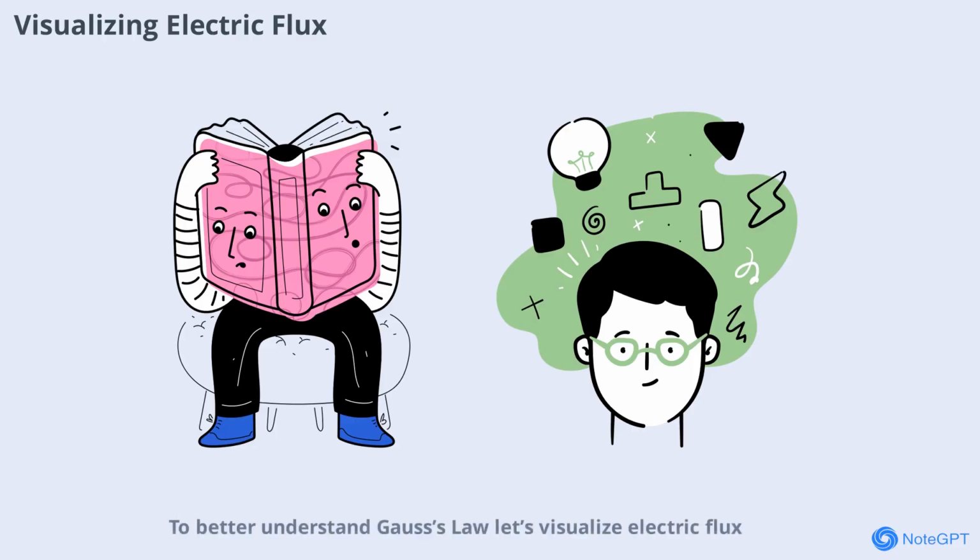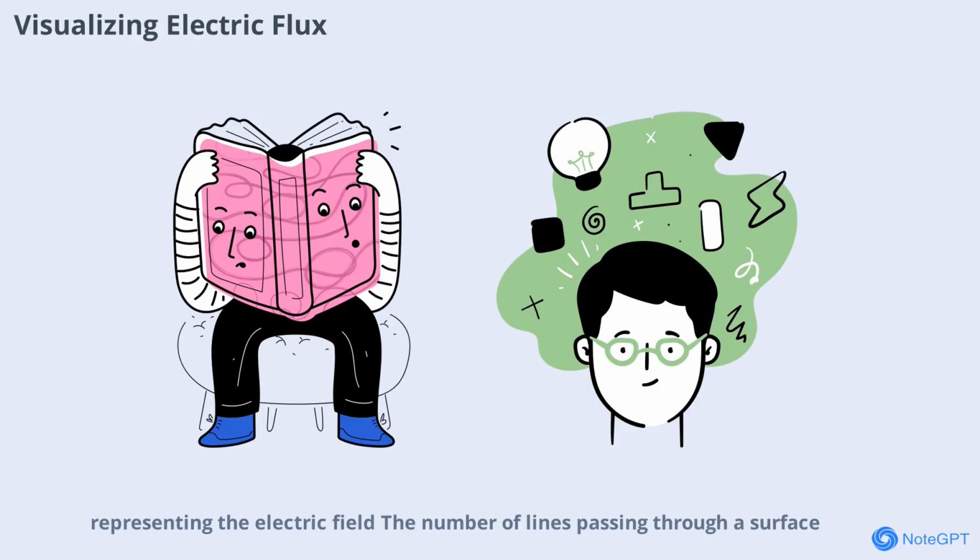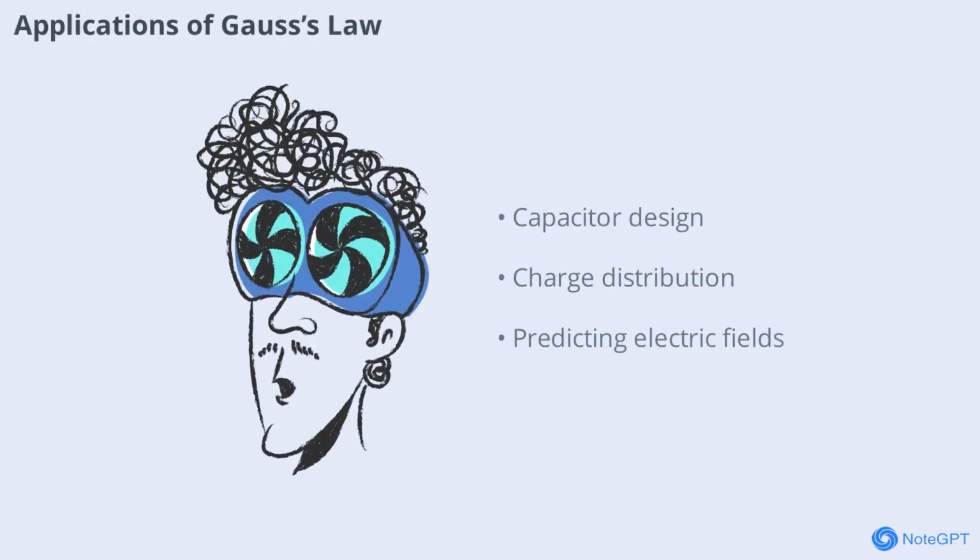To better understand Gauss's law, let's visualize electric flux. Picture lines radiating outward from a positive charge, representing the electric field. The number of lines passing through a surface like a sphere indicates the flux. If you increase the charge inside, more lines pass through. This visualization helps us grasp how charges influence their surroundings and why the law is so powerful for calculating electric fields in symmetrical situations.